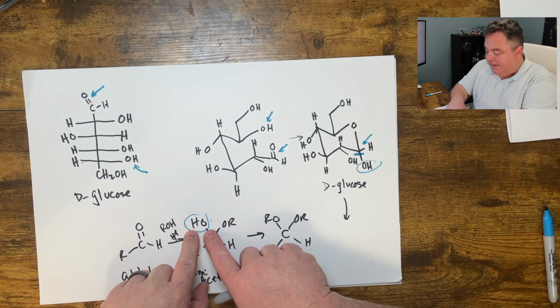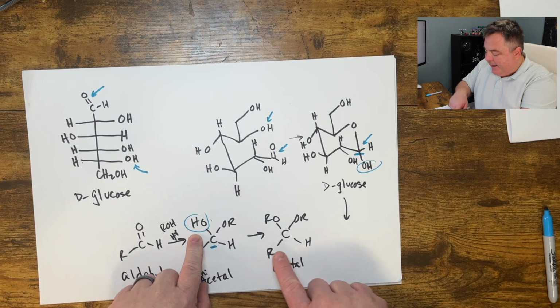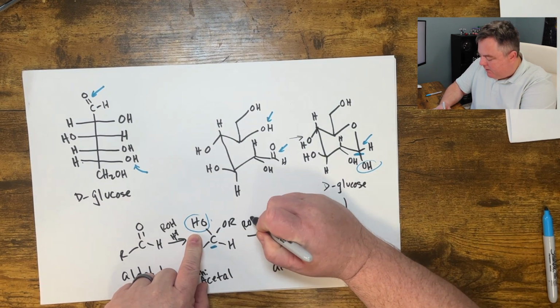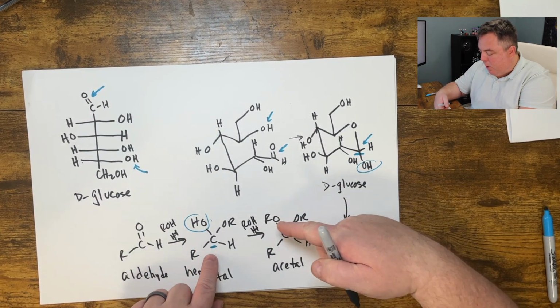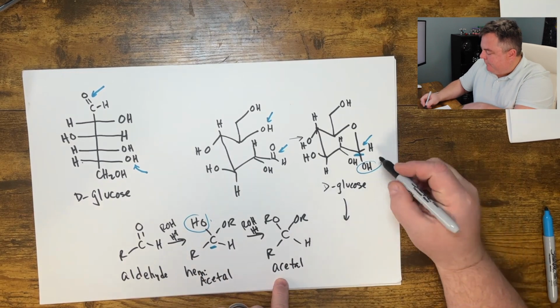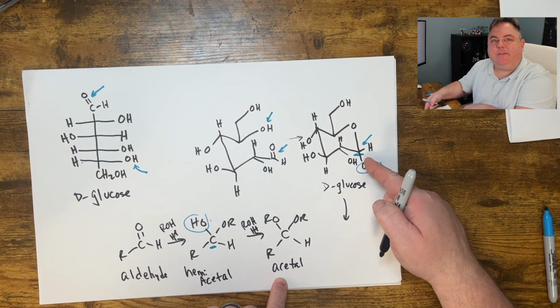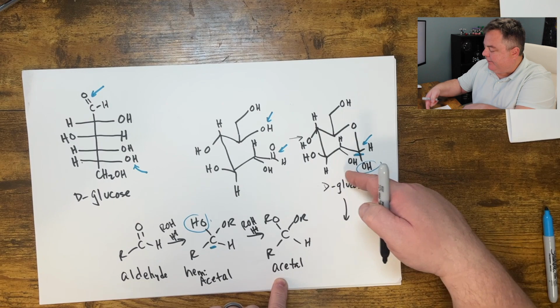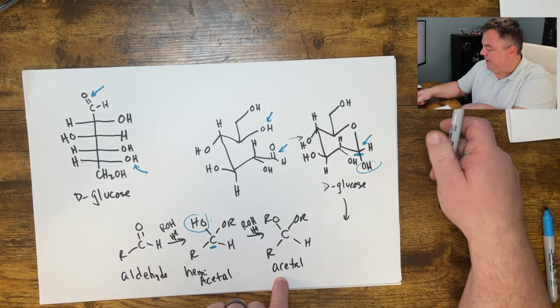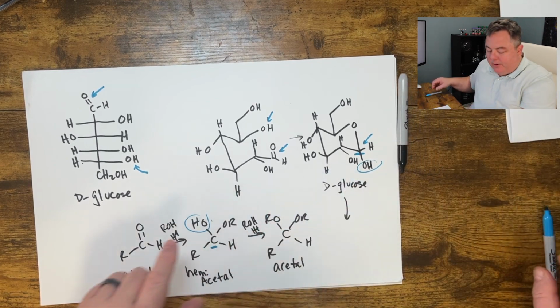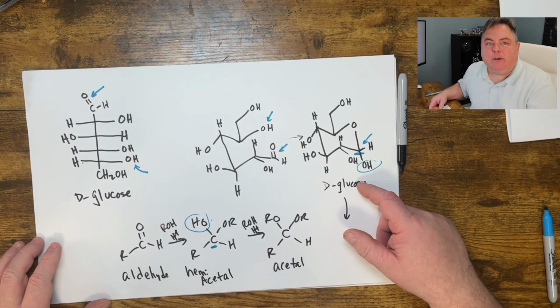Now we know that hemiacetal OH groups can react with more alcohol to make more OR groups, or an acetal. So this OH group is the one that's very reactive. Out of all these alcohol groups, this one on the anomeric or hemiacetal carbon is the one that can react with other alcohols to make all kinds of other molecules.